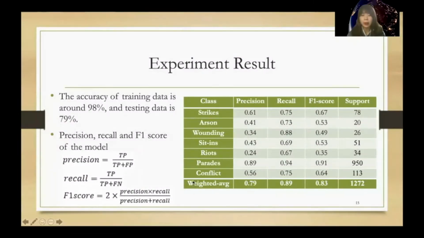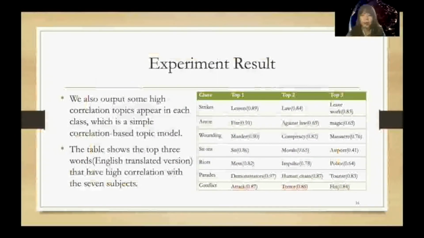And from the weighted average value here, we can see that MLP has a good performance and reliable classification of the corresponding labels. But since the label data is unbalanced, it's still difficult to identify some minority features. We can also output some high correlation topics that appear in each class. So based on these topics, it is feasible to describe the subject and understand the urgency of the corresponding demonstration.